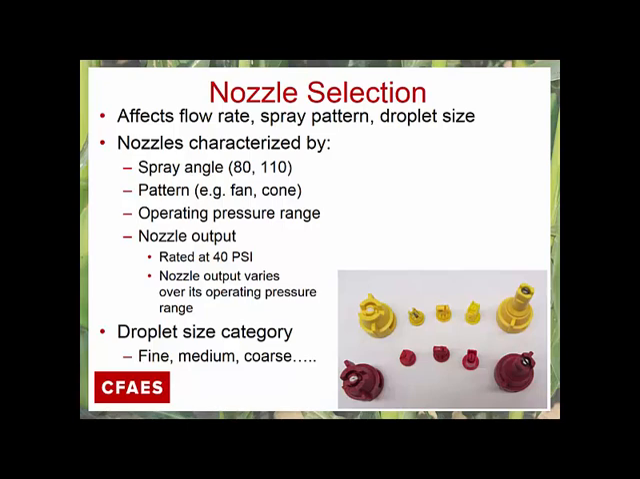Your choice of nozzles is going to affect your flow rate, your spray pattern, and your droplet size. Nozzles can be characterized by the spray angle. Typically 80-degree angles and 110-degree angles are used in agriculture. The type of pattern that they provide, for example, a flat fan or a hollow cone.